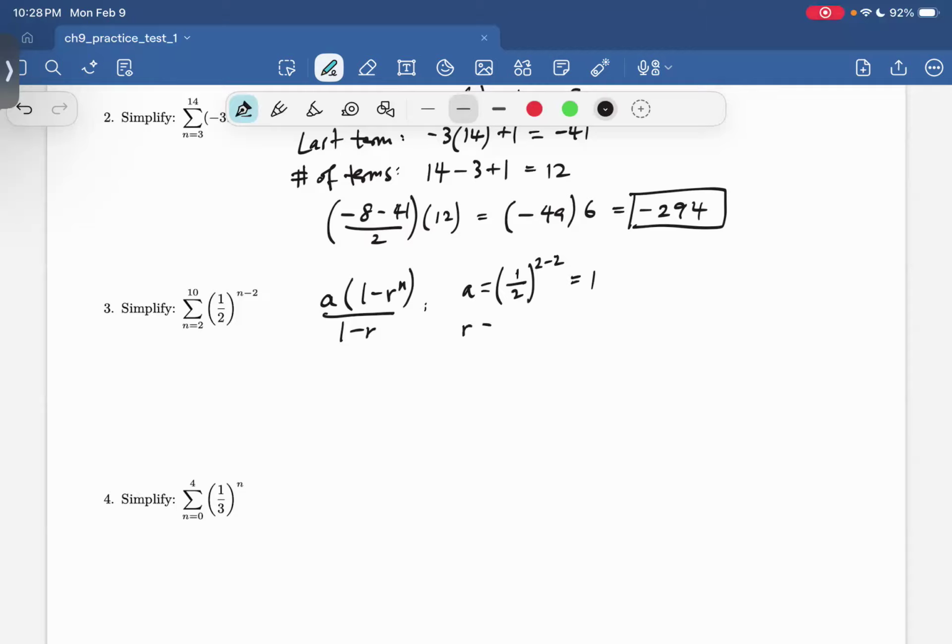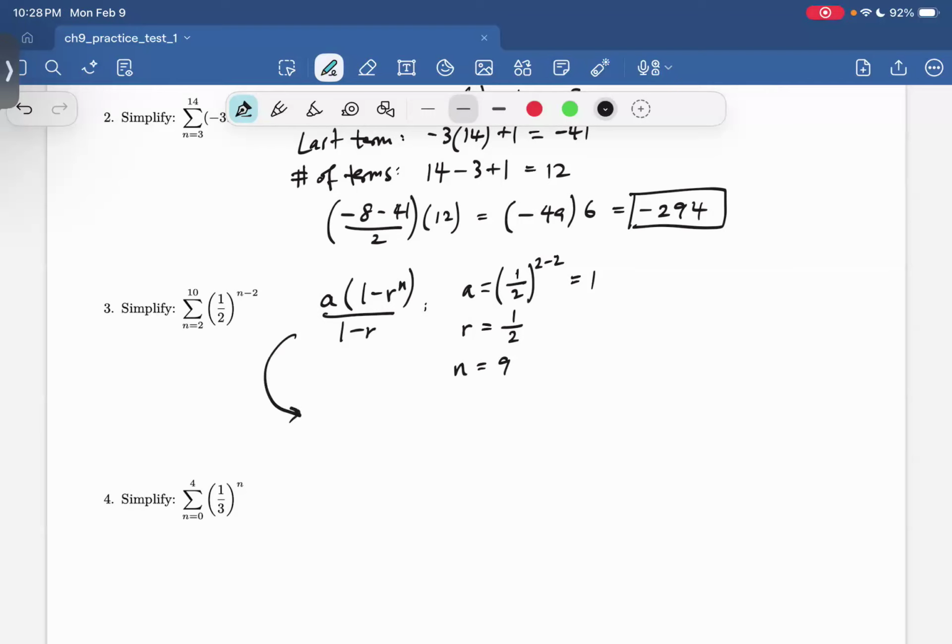The ratio is 1/2 because that's how much each successive term is being multiplied by. And finally, n is not maybe the best variable to use because it's being repeated as the index, but that's fine. n is the number of terms, so that's 10 minus 2 plus 1, which is 9. So we have 9 terms in total.